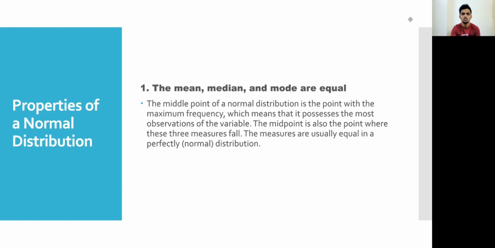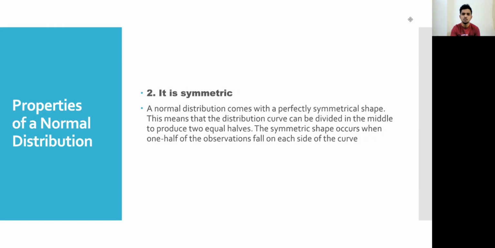The middle point of a normal distribution is a point with the maximum frequency, which means that it processes the most of the observations of the variable. The midpoint is also the point where these three measures fall. The measures are usually equal in a normal distribution.